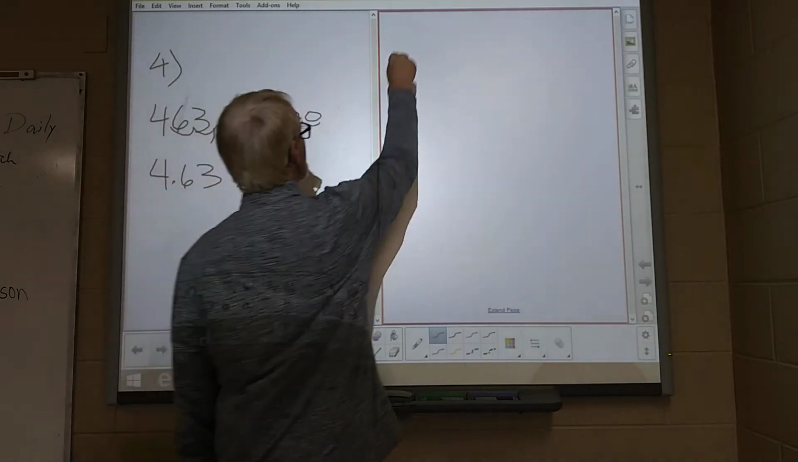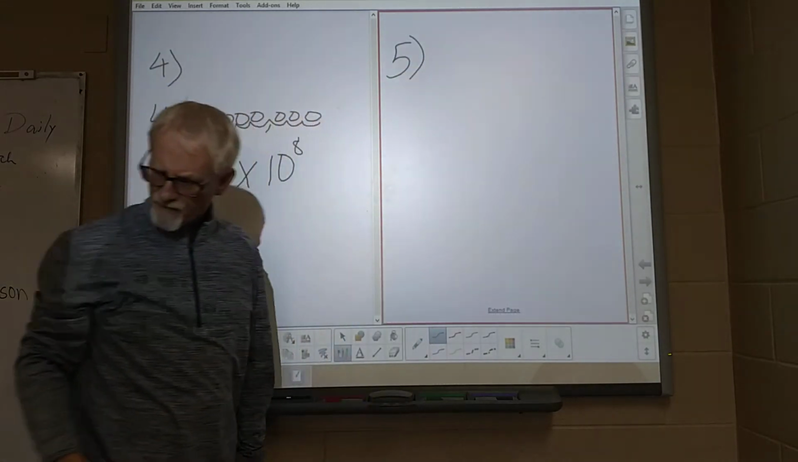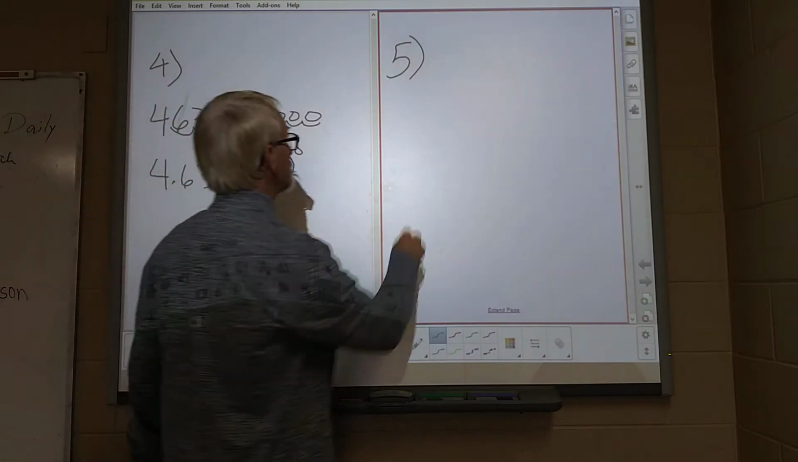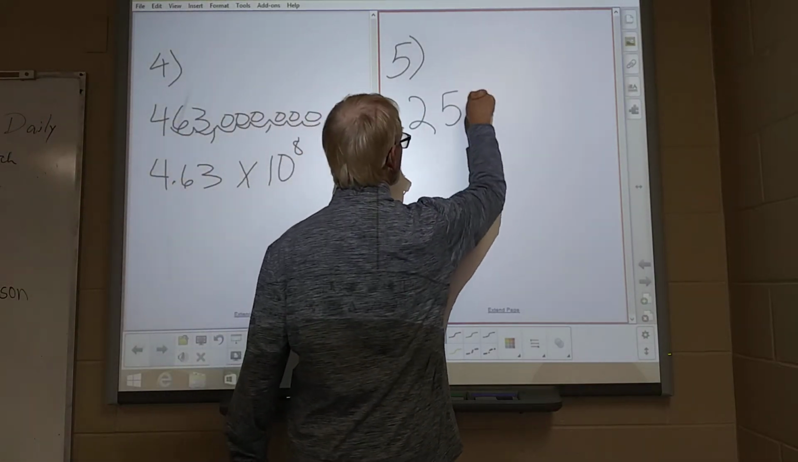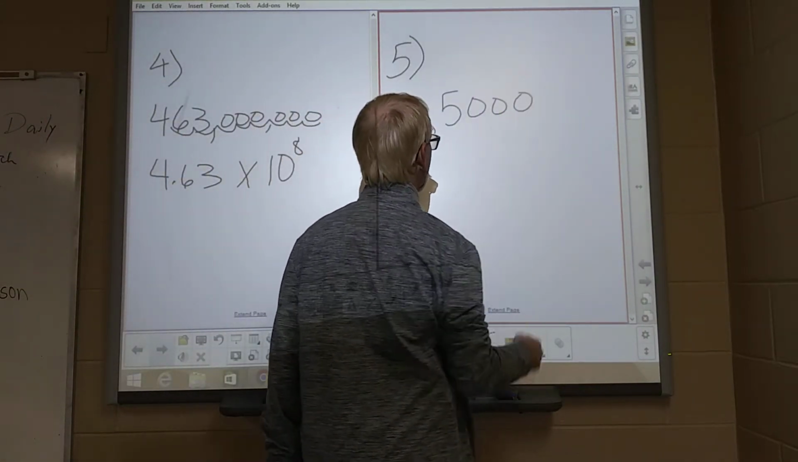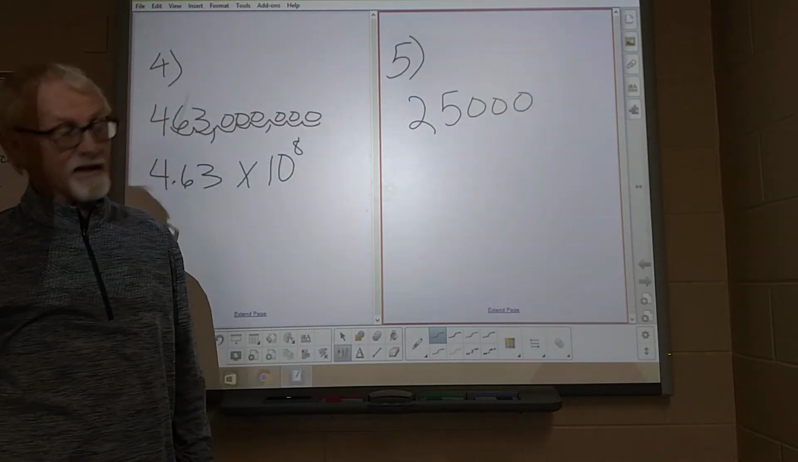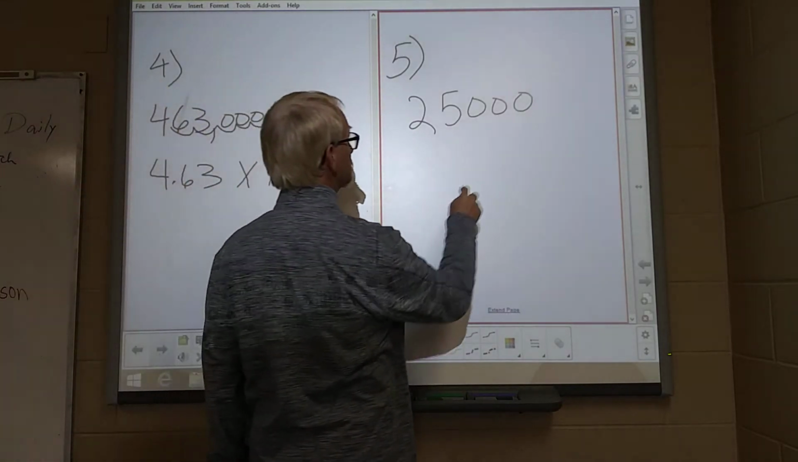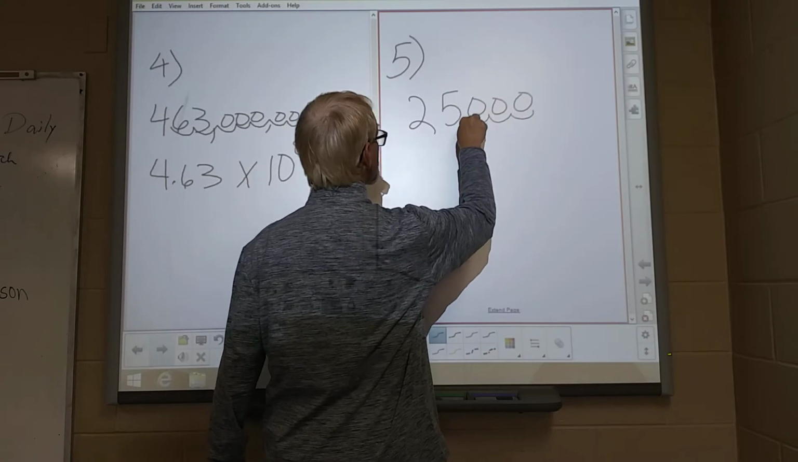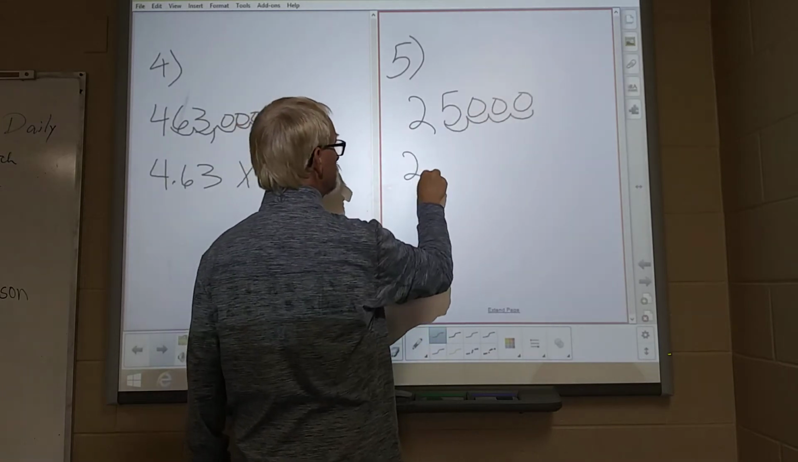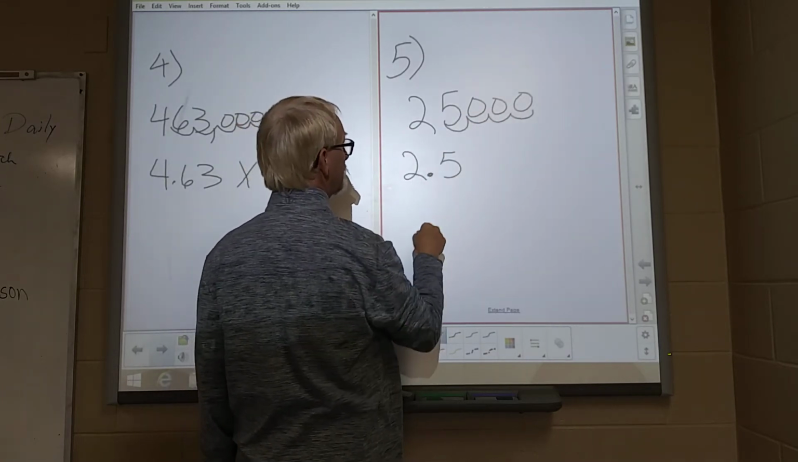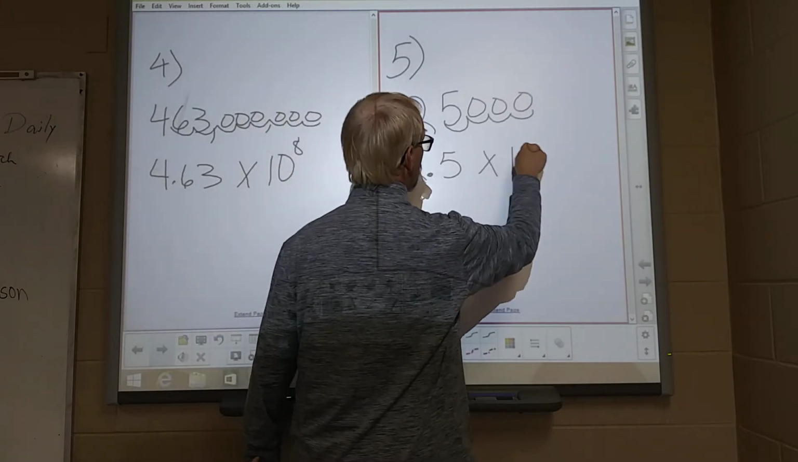All right, number 5. We have 25,000. And so again, we can only have one digit come before the decimal. So 1, 2, 3, 4. So we go 2.5. We have to include the 5, times 10 to the 4th.